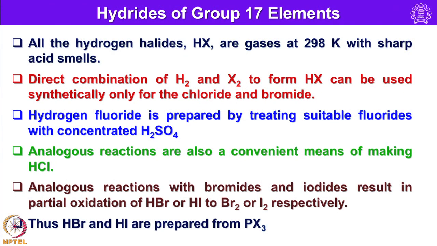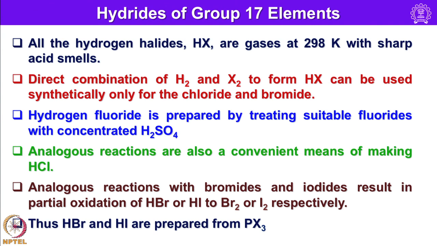So, let us look into the hydrides of group 17 elements. All the hydrogen halides, that is HX, are gases at 298 Kelvin with sharp acid smells. Direct combination of hydrogen with halogens to form HX can be used synthetically only in case of chloride and bromide. Hydrogen fluoride is prepared by treating suitable fluorides with concentrated sulfuric acid. Analogous reactions are also a convenient means of making HCl. Analogous reactions with bromides and iodides result in partial oxidation of HBr to Br2 or HI to I2 respectively.